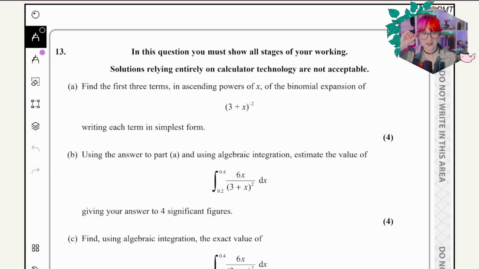Okay. In this question, you must show all stages of your workings. Solutions relying entirely on calculator technology are not acceptable. Find the first 3 terms in ascending powers of x of the binomial expansion of 3 plus x to the power of minus 2, writing each term in its simplest form. Using the expansion and using algebraic integration, estimate the value of that, giving your answer to 4 sig fig. Find using algebraic integration the exact value of that, giving your answer in the form a ln b plus c, where a, b, and c are constants to be found.